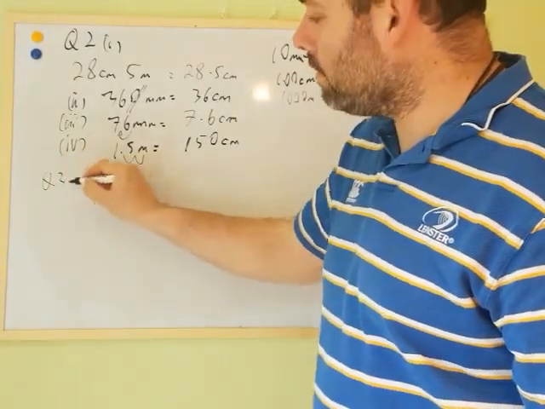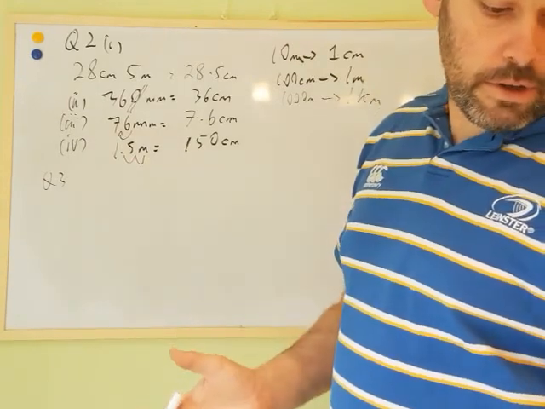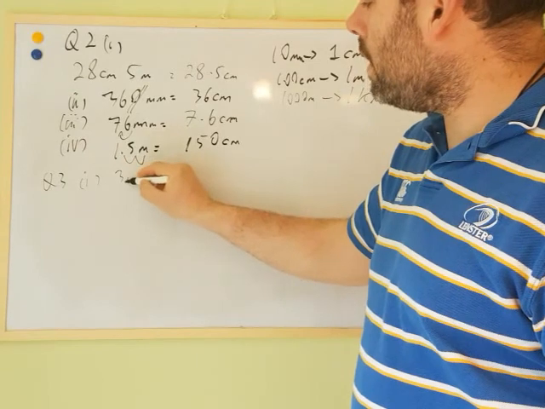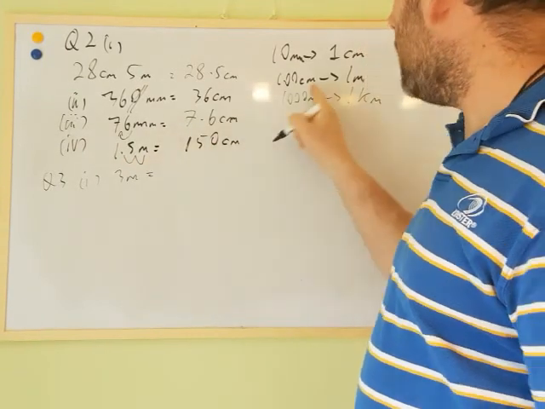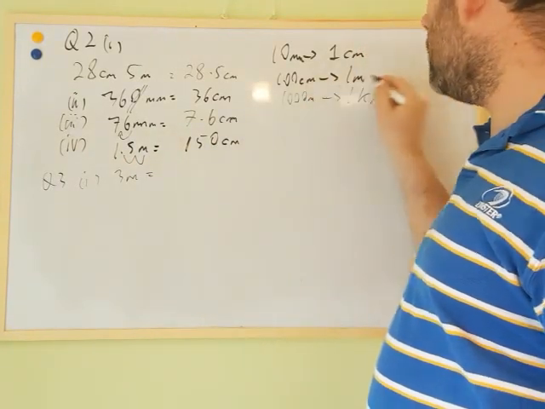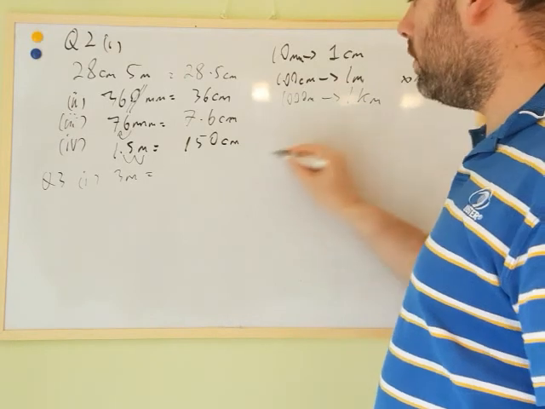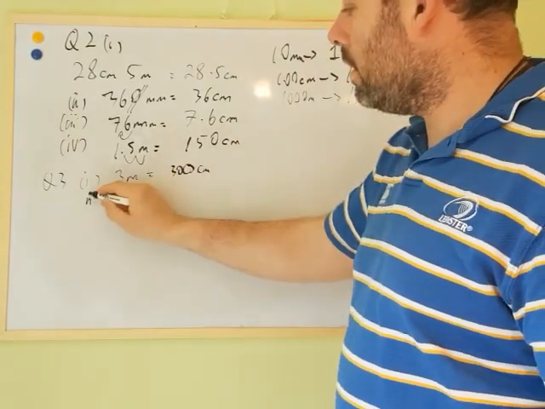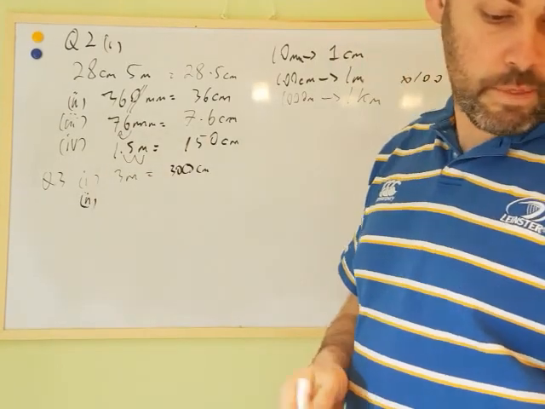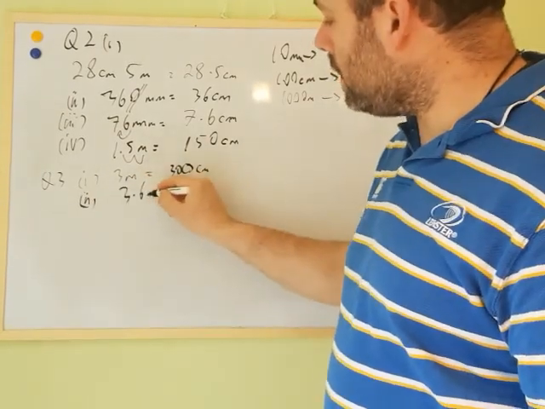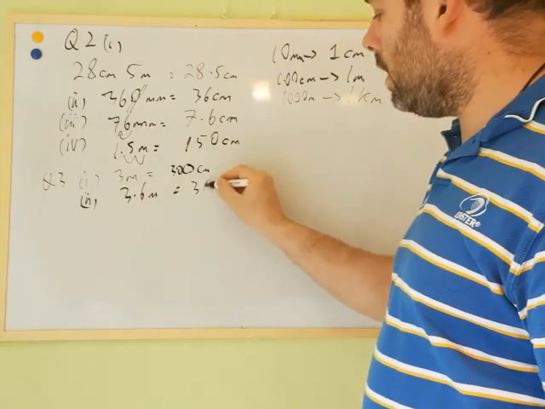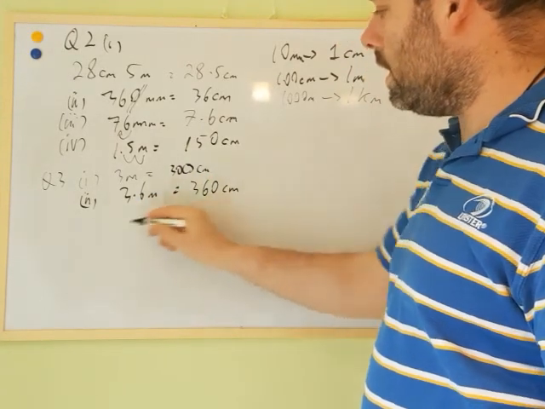Question 3. Now we're changing more measurements to centimeters. So 3 part 1, 3 meters. Well, as I said, meters to centimeters is times by 100. So that's going to be 300 centimeters. Part 2. 3.6 meters. Times by 100, move the decimal 2 places to the right. 360 centimeters.